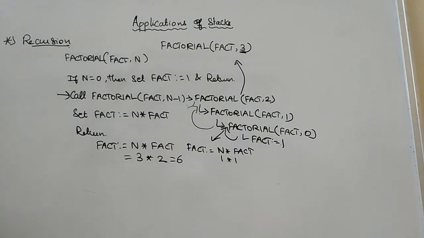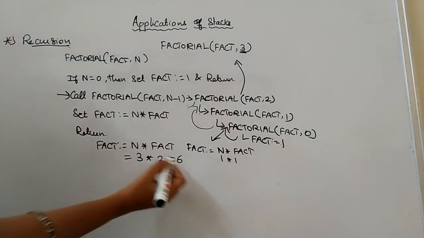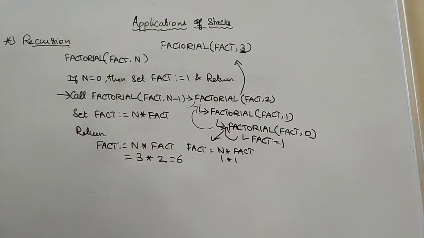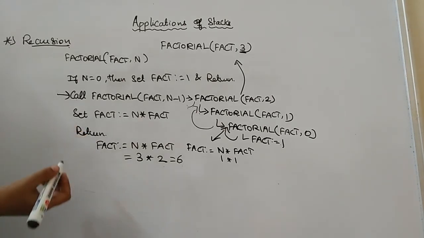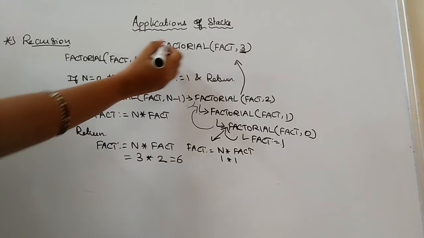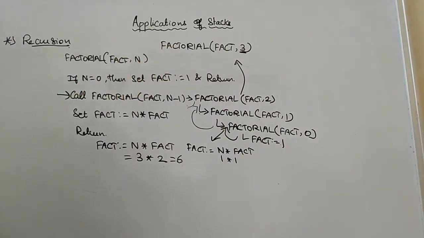6 will be stored in the variable fact. And return means it returns to where you called factorial of fact comma 3. So the final result is 6.